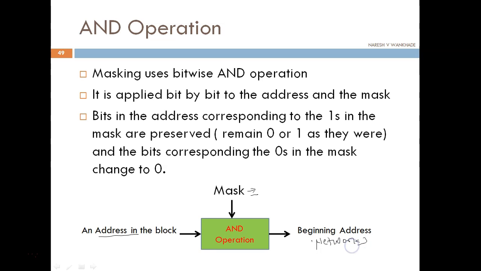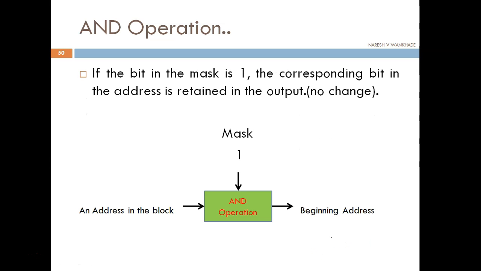The network address. If the bit in the mask is 1, the corresponding bit in the address is written in the output. That is, no change. Means if the mask bit is 1 and the address bit in the block is, let's say, X, then X is written in the beginning address.